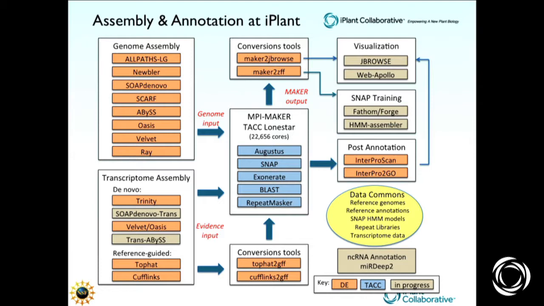For post-annotation, I mentioned InterProScan and InterProToGO. Those are currently available in the Discovery Environment. InterProScan is running on TACC, and I've done quite a bit of work with it. I annotated 12 species of rice associated with a project that I'm working with, and it can run through about 40,000 protein sequences in about 5 hours. So that's a really terrific resource.